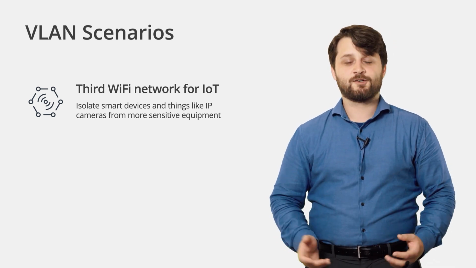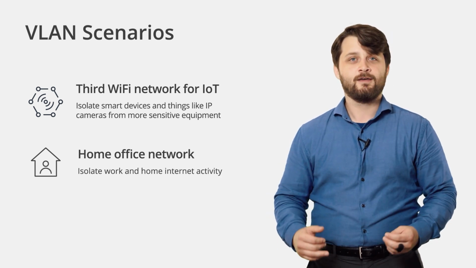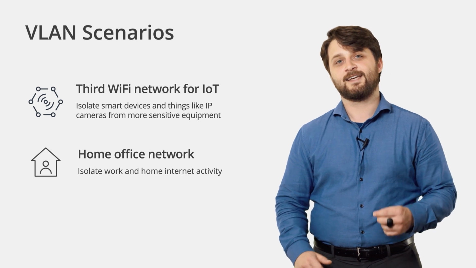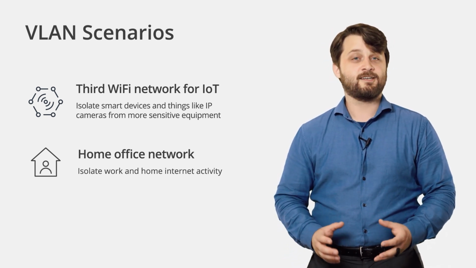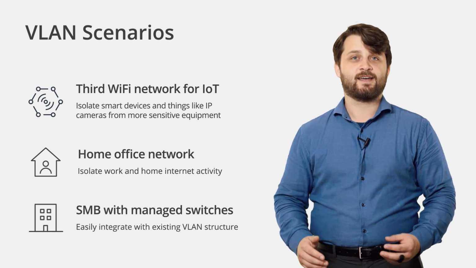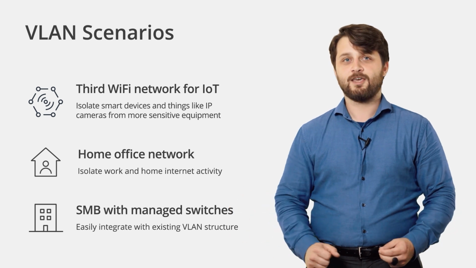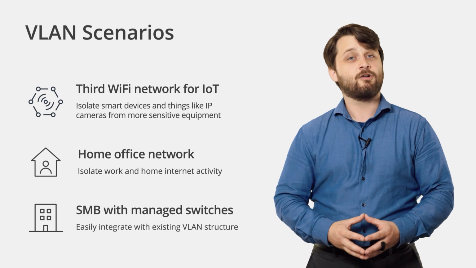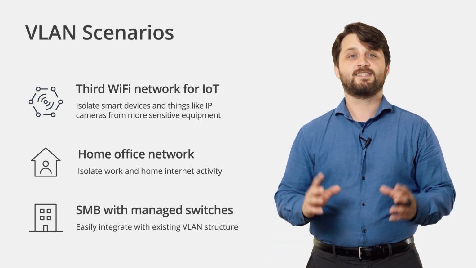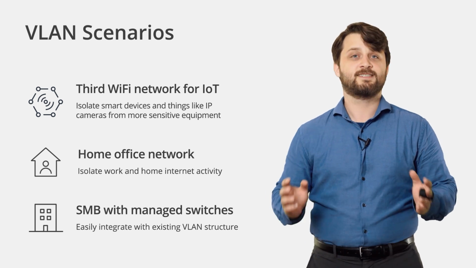You can also use VLANs to create a home office network to isolate work and home internet activity from each other. What's great about this is you can easily isolate these two networks with a simple checkbox right in the menus in SRM. Lastly, another great way to utilize VLANs in SRM is you can integrate with existing VLAN structures. Let's say you're an SMB with managed switches and you've been using VLANs for quite some time. The Synology device can easily integrate with those existing VLANs with the full support for this 802.1q standard.